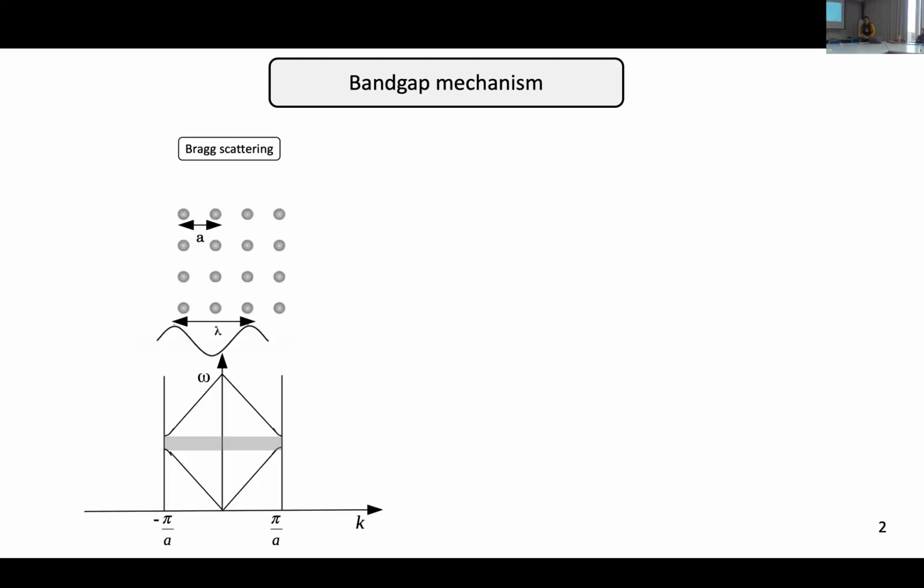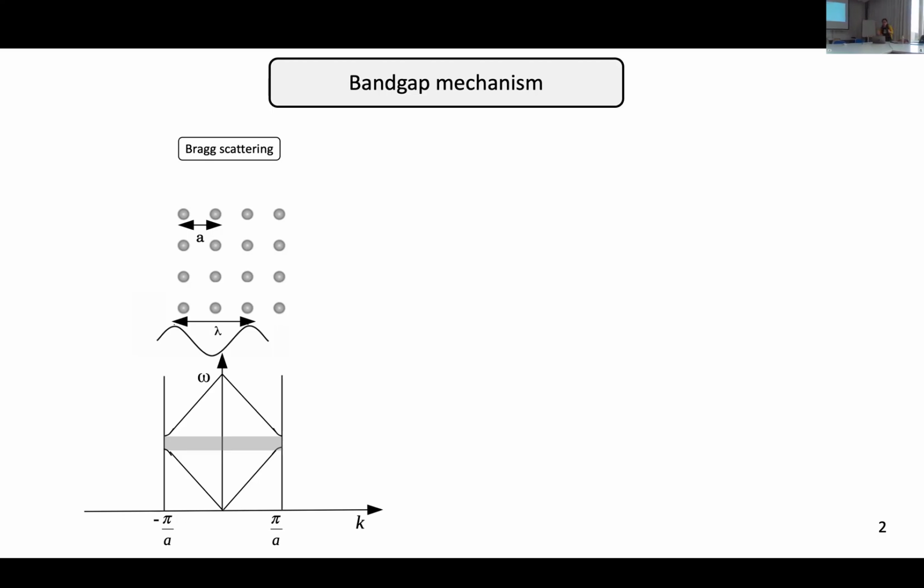And for that, I thought it would be nice to just briefly explain what a band gap is and what the mechanisms behind the generation of a band gap are. So basically, a band gap is a frequency range where the propagation of waves is forbidden. And there are two main mechanisms behind this feature. The first one is Bragg scattering. Bragg scattering happens when you have a periodic arrangement of your scatterers in the medium.